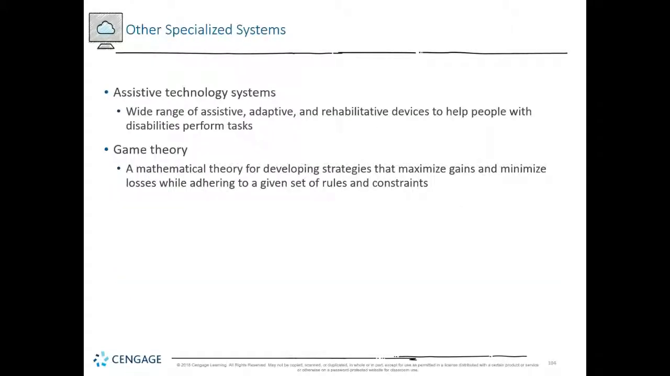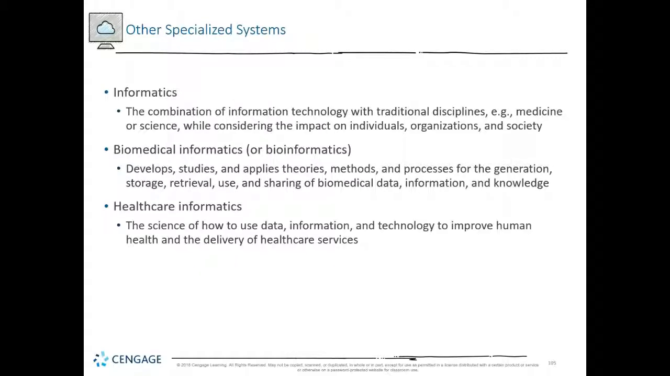Other specialized systems. Assistive technology systems: a wide range of assistive, adaptive, and rehabilitative devices to help people with disabilities perform tasks. Game theory: a mathematical theory for developing strategies that maximize gain and minimize losses while adhering to a given set of constraints.